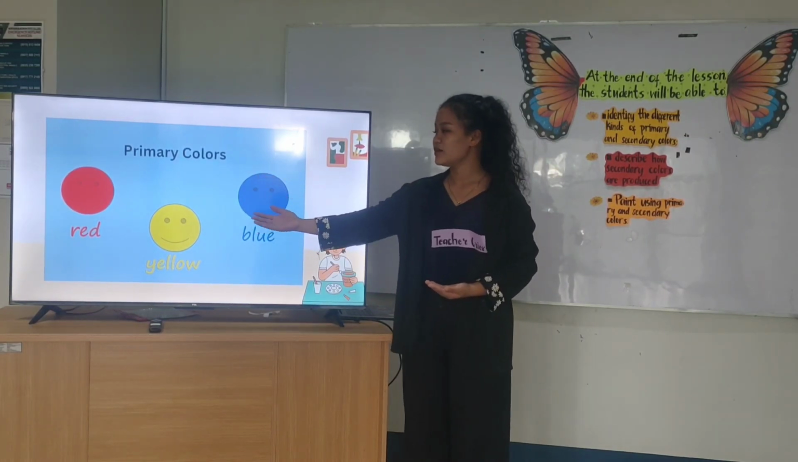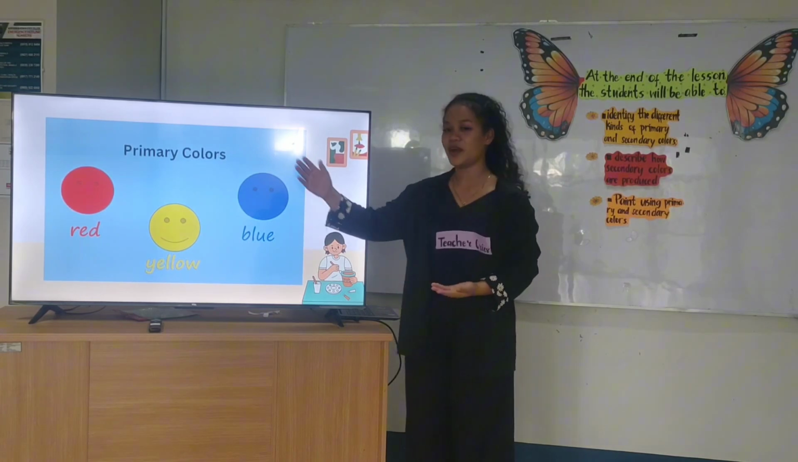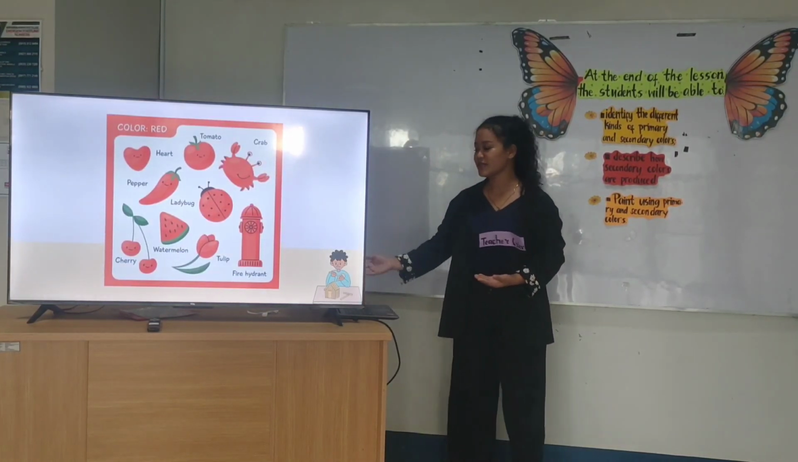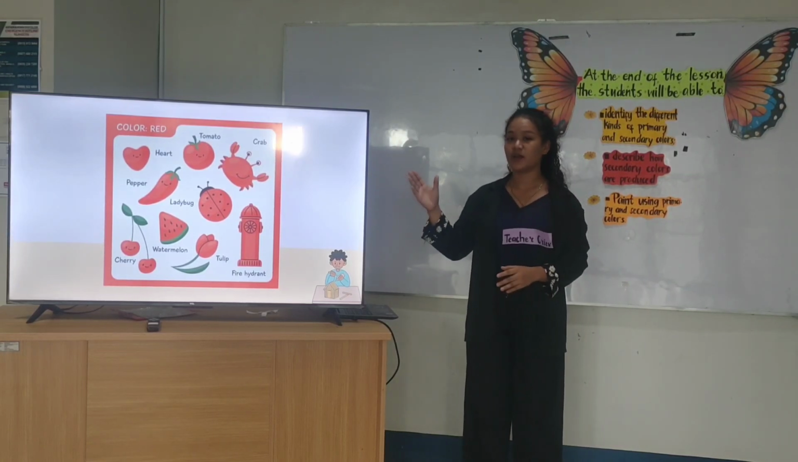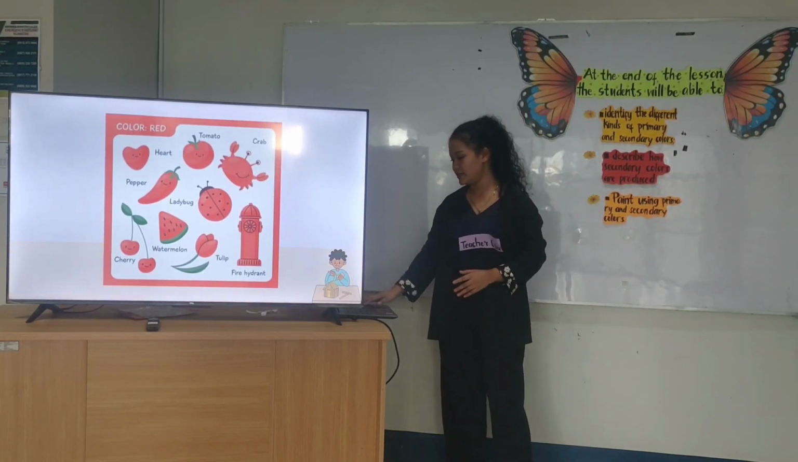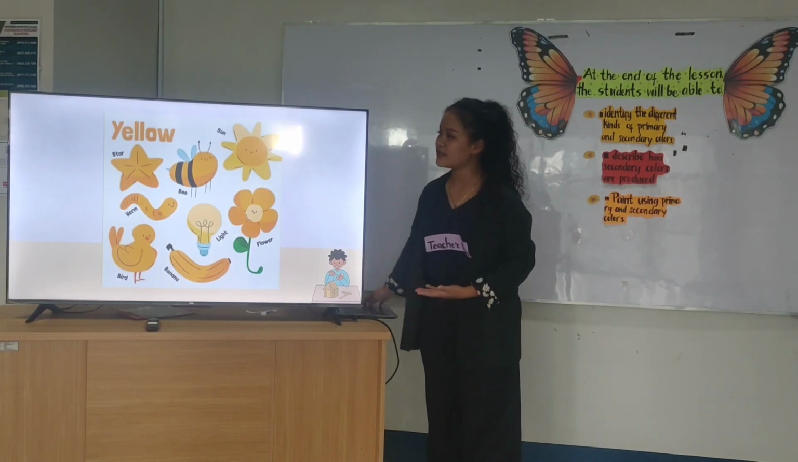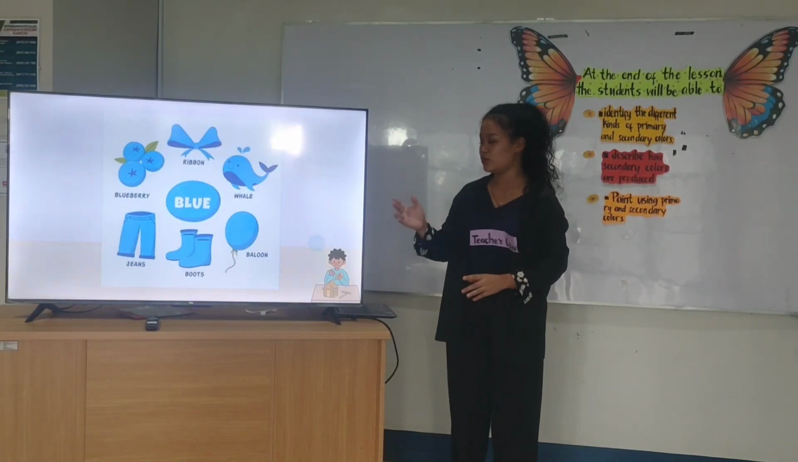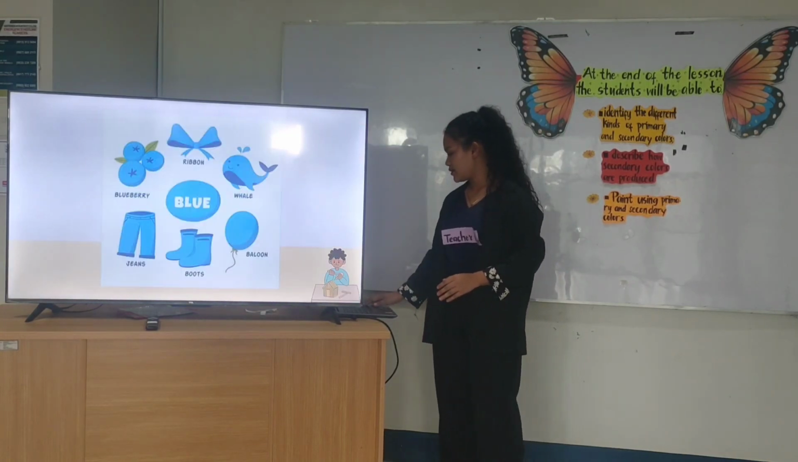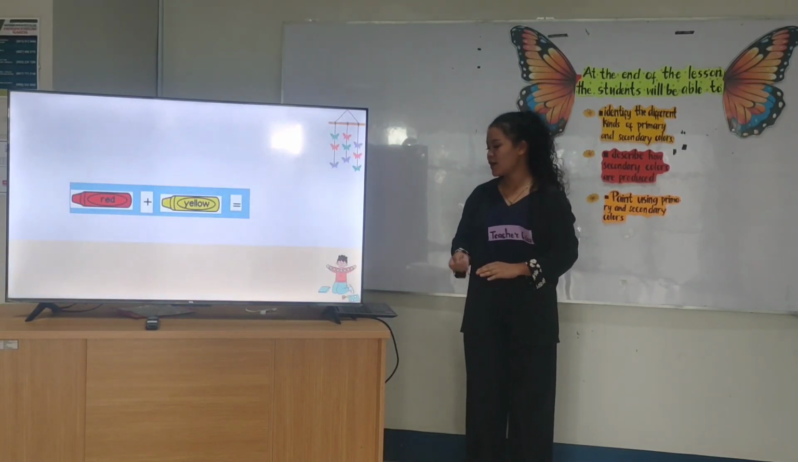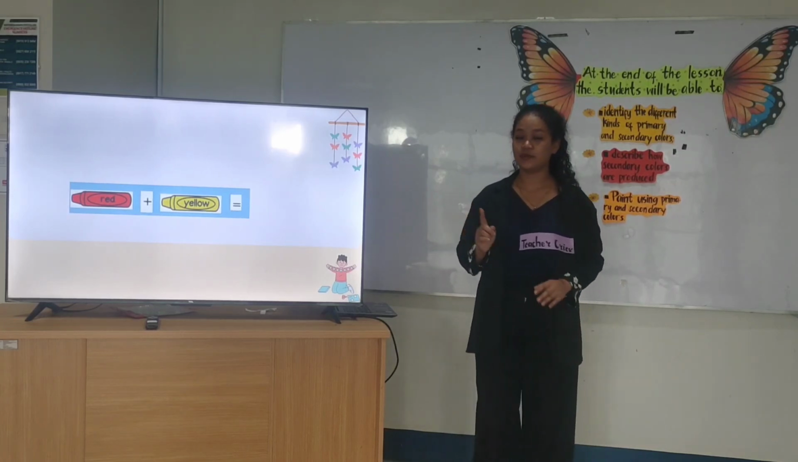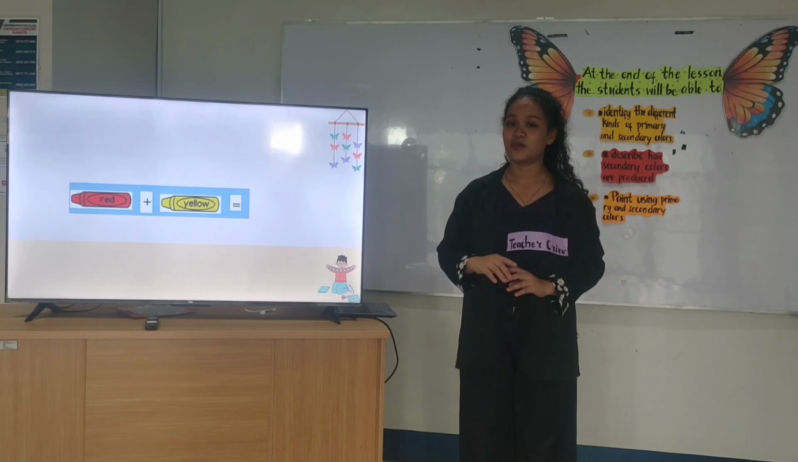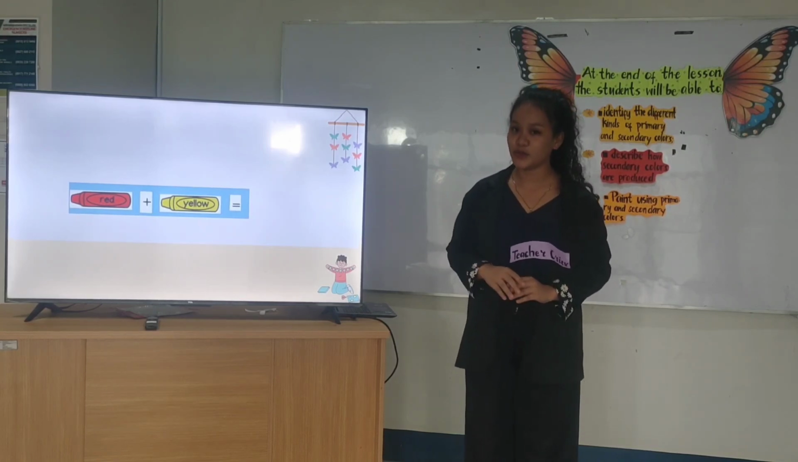What do we call these colors again, class? Primary colors. Very good. So these objects are examples of the color red. This object is an example of the colors yellow and blue. Now, let's combine two primary colors and find what color will be produced.